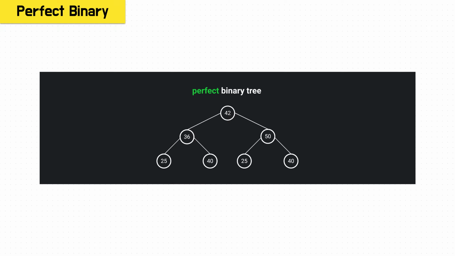And finally, a perfect binary tree is one that is both full and complete. All leaf nodes must be on the same level, and they must be filled. So we see here every leaf node is on the second level, and none of these have children, and each of the parents above it all have 2 children.